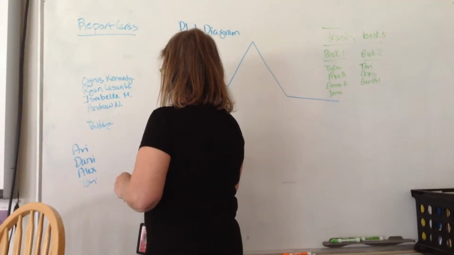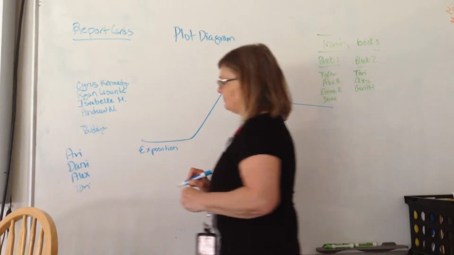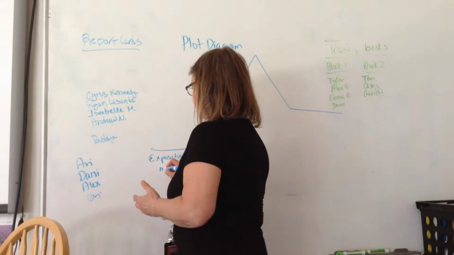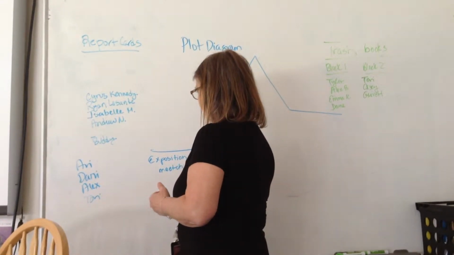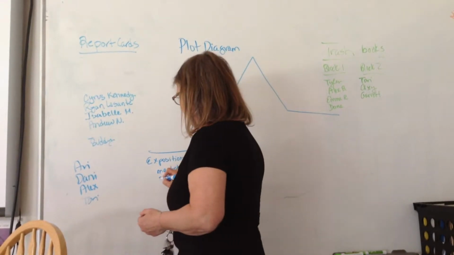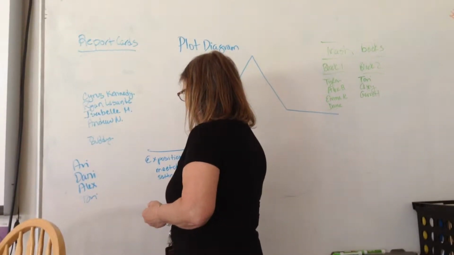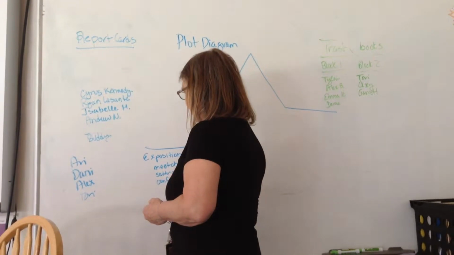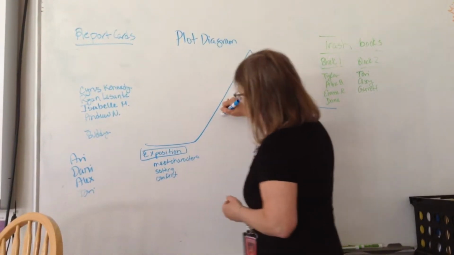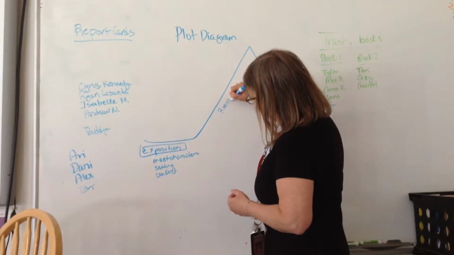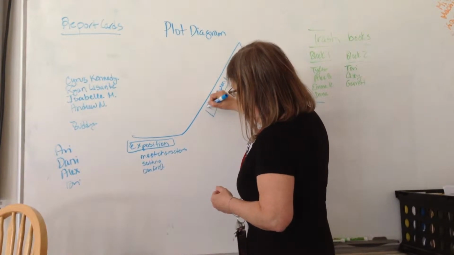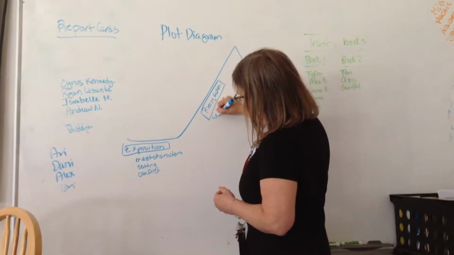The first part is called the exposition, okay? This is when you meet the characters, you find out what the setting, or the time and the place of the story is, and you usually find out the conflict or the problem that the main character is dealing with, okay? That's the exposition. The next part is the rising action, okay? And the rising action is the series of events where the conflict gets bigger.